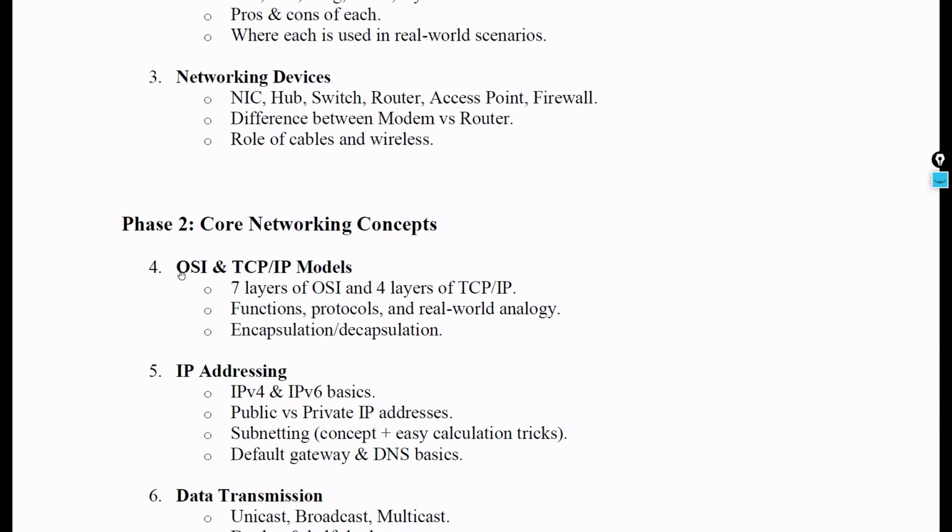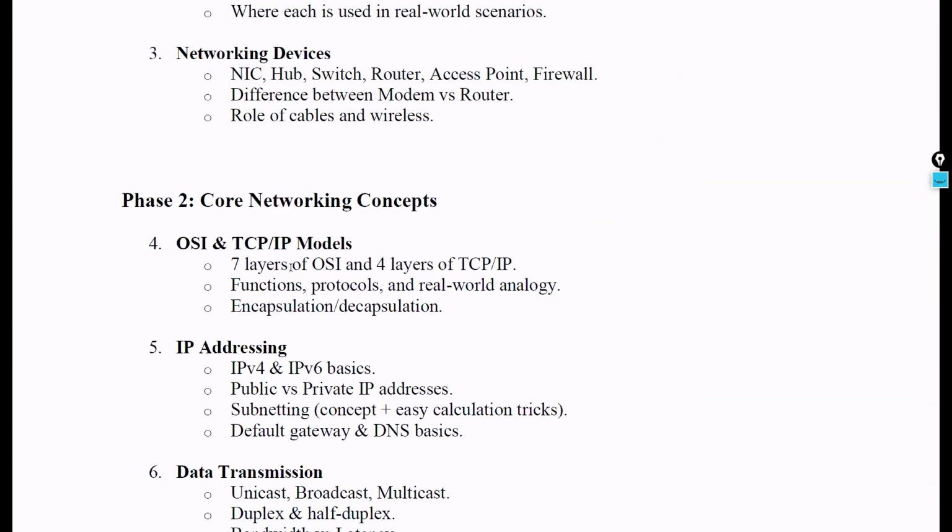So we will go through the OSI and TCP/IP models, which are the base for the internet. There we'll understand their different layers. What are the functions of each layer? What protocols are used? What are the real world analogies and real world applications of these different layers and models? That's what we'll see. And then we'll further understand encapsulation and decapsulation.